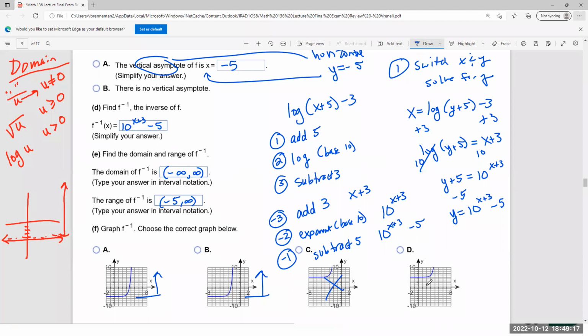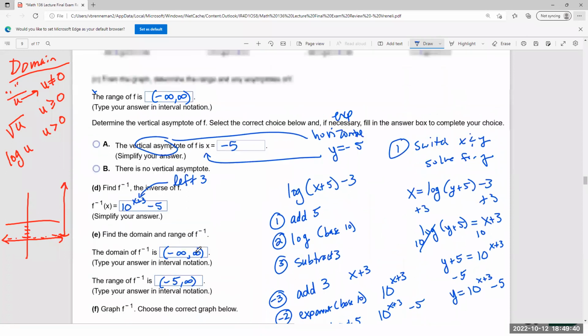So that narrows the graph down to A and B. And then we have to think about, should it be to the right or to the left? So there I can look at a couple things. I can look at the x plus 3 and recognize that should be a shift to the left 3. So we want this graph.